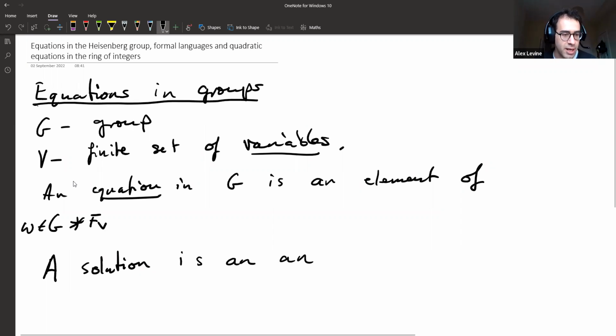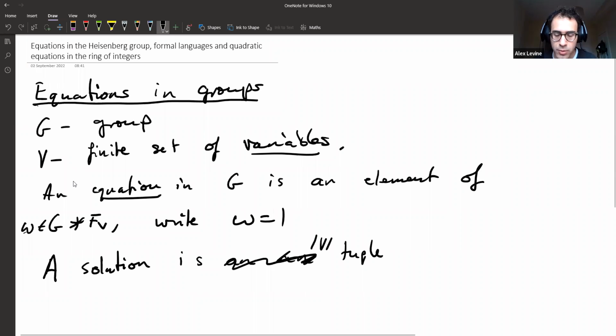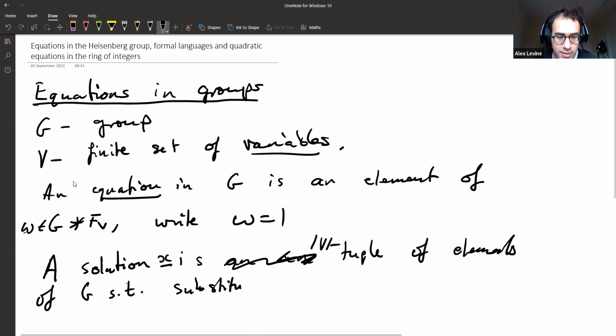actually, I'm going to write this slightly better. So an element is that, and we write it omega equals 1. So there's the equals in the equation to make it a bit more clear. So a solution is a tuple, a size of V tuple of elements of G, and I'll call the solution, I don't know, X, such that substituting X into omega gives a word that equals the identity.